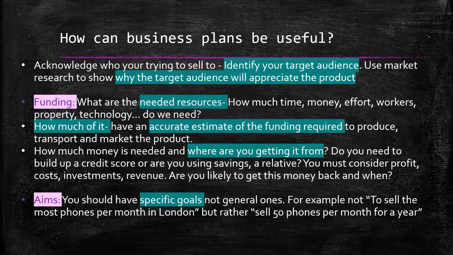Aims. You should have specific goals, not general ones. For example, not to sell the most phones per month in London, but rather sell 50 phones per month for a year. There's a lot to think about here, but that's why business plans are useful. They help you to gather all that information and put it in one spot.